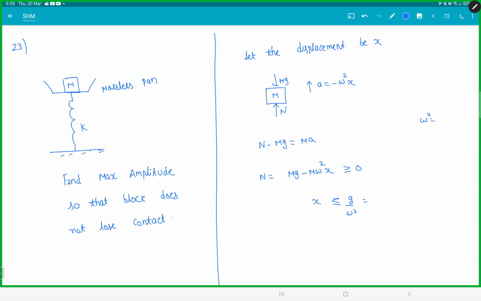Omega square is nothing but k by m. This is mg by k. So the value of x can't exceed this. Make sense? There's a much faster way to figure this out.